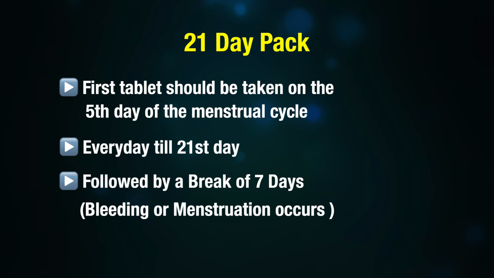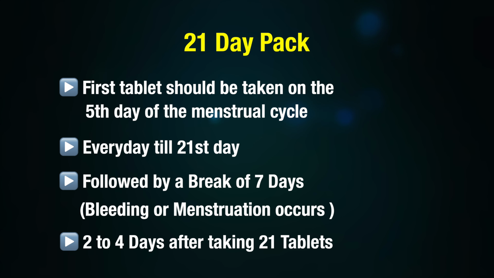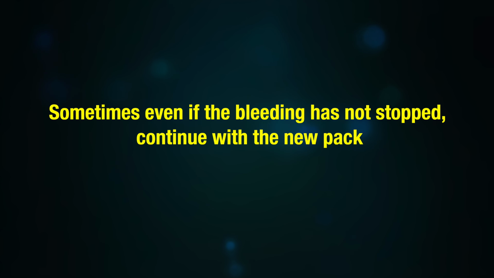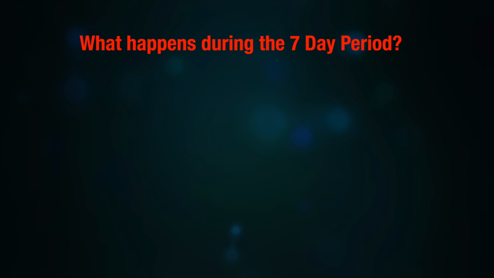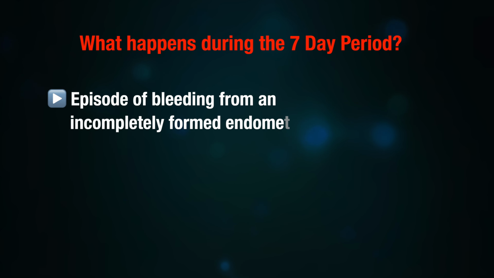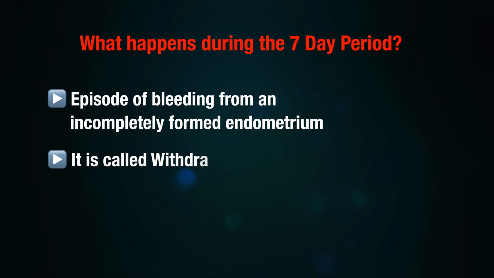It might be 2 to 4 days after finishing 21 tablets. After the 7 days break, again start the new packet and continue. Sometimes, even if the periods have not stopped, you continue with the new pack. The bleeding which occurs is not like normal menstruation, but an episode of bleeding from an incompletely formed endometrium. It is called withdrawal bleeding, because bleeding occurs due to withdrawal of hormones being given in the form of a pill.